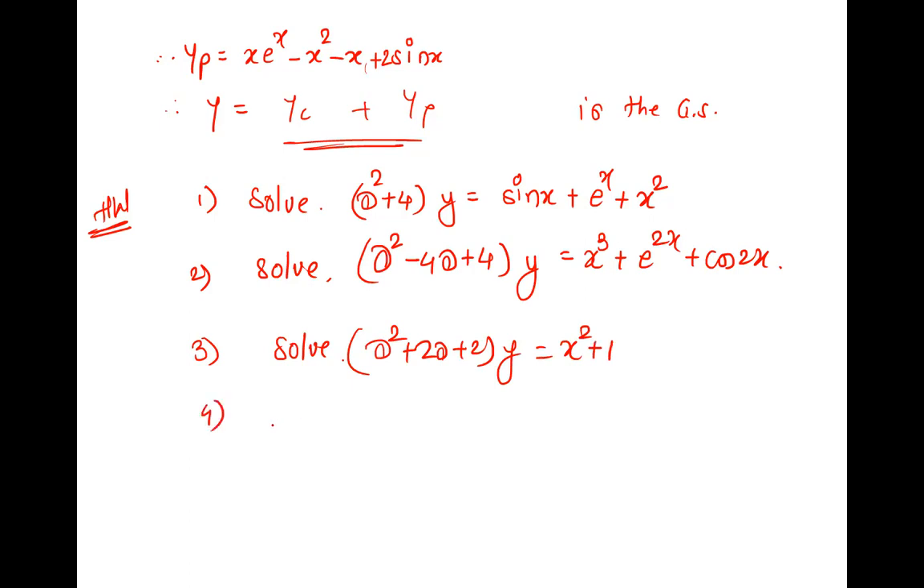Last, solve d square plus d minus 2y is equal to x plus e raised to minus 2x.